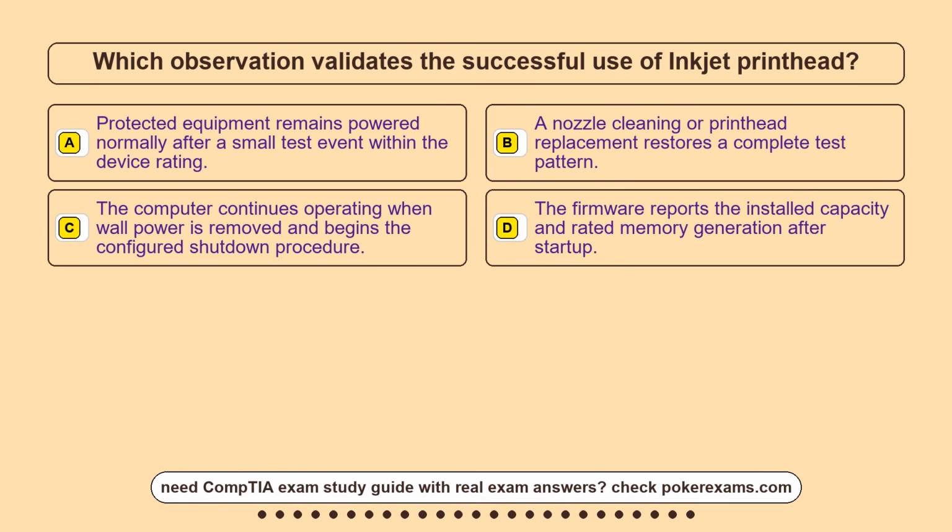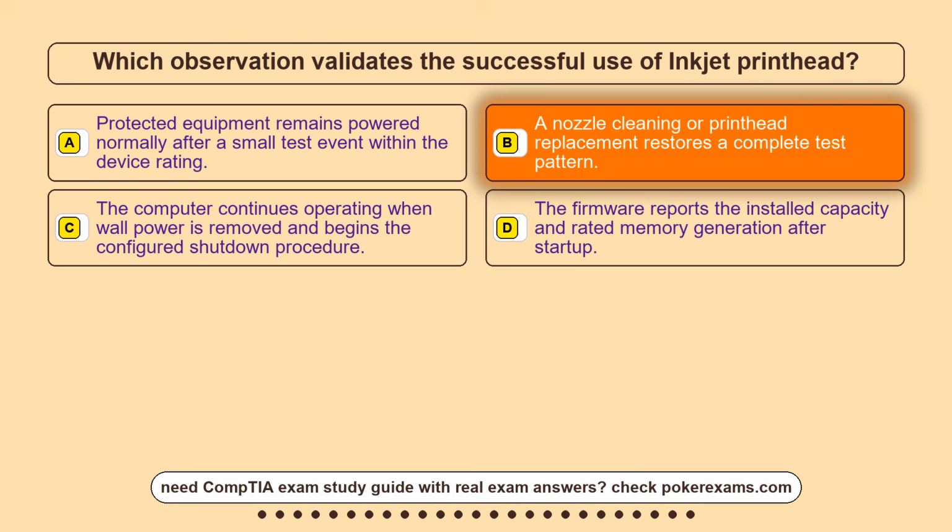Question 12. Which observation validates the successful use of inkjet printhead? Option A. Protected equipment remains powered normally after a small test event within the device rating. Option B. A nozzle cleaning or printhead replacement restores a complete test pattern. Option C. The computer continues operating when wall power is removed and begins the configured shutdown procedure. Option D. The firmware reports the installed capacity and rated memory generation after startup.